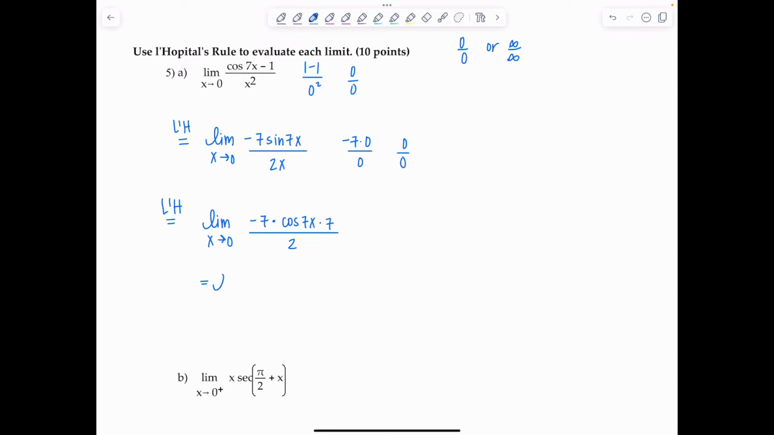Let's clean this up. This is the limit as x goes to 0 of negative 49 cosine 7x over 2. Can I plug in 0 now and find the limit? Cosine of 0 is 1. So the numerator is just negative 49 and the denominator is 2. Woohoo! We made it. Very good.